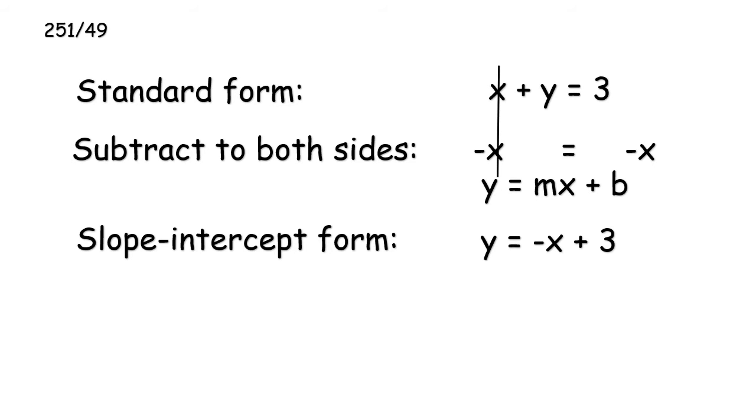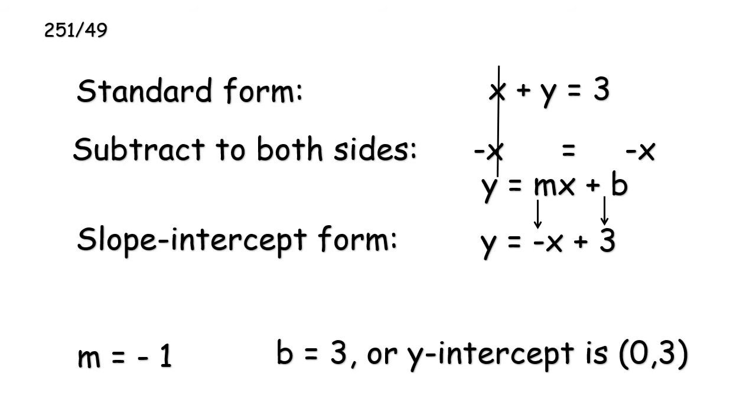This is now in slope-intercept form. To match it up, you know that y equals mx plus b means that m, here the coefficient in front of the x, is negative 1. So your slope is equal to negative 1. b is 3, which means that the y-intercept has the coordinates (0, 3).